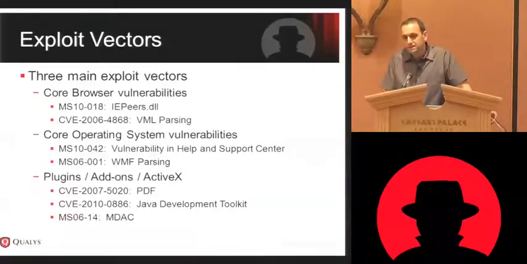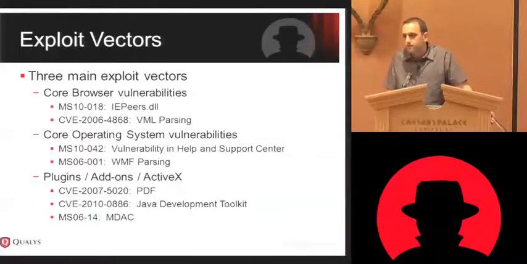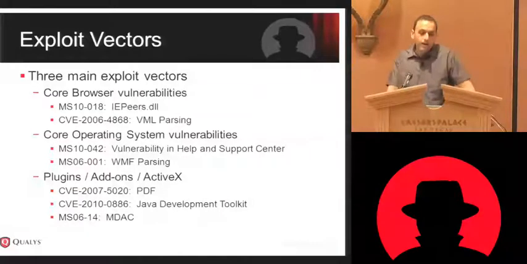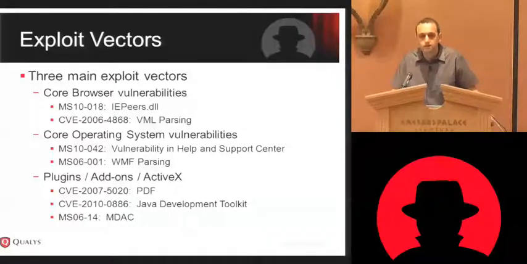Exploit scripts typically take one of three attack vectors. They're either going to go after the core browser, the renderer, or the script interpreter, or the URL parser, or something along those lines. Or they're going to go after a core system vulnerability, or they're just going to exploit a third-party plugin, which is going to have 1,000,000 holes in it, because that's just the way third-party plugins seem to be written. And there are some examples there. Just quickly list them off. The IE ones: MS10-018, VML parsing, WMF parsing. The ones we're going to talk about a little bit later are the vulnerability in the Help and Support Center, the HCP protocol, which is actually a core OS vulnerability.